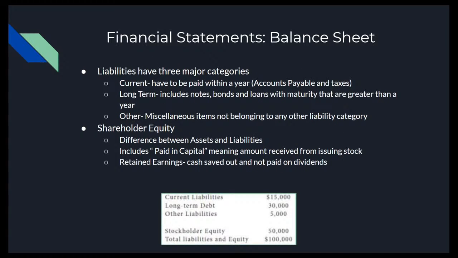The balance sheet also has liabilities, which have 3 major categories. The current ones have to be paid within a year, such as accounts payable and taxes. You accountants who are in here can go way in depth with that. I don't even get into that kind of stuff. These are just the basics for the finance guys. Long term includes notes, bonds, and loans with maturity greater than a year, and other miscellaneous items not belonging to any other liability category.